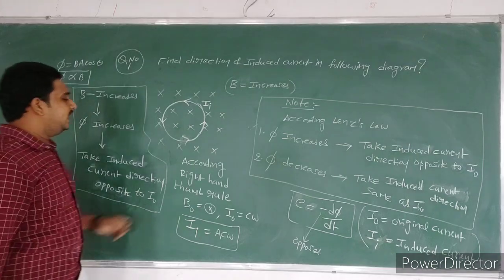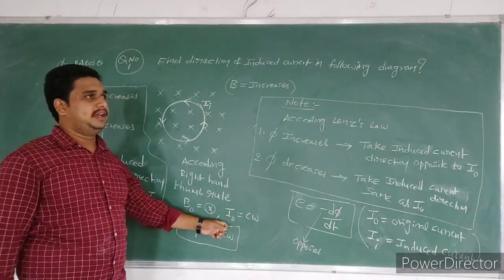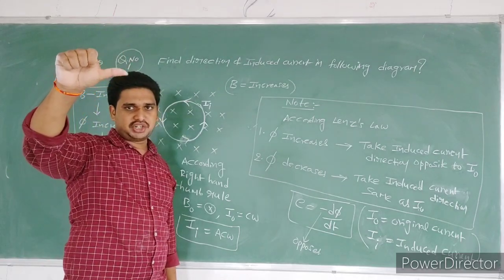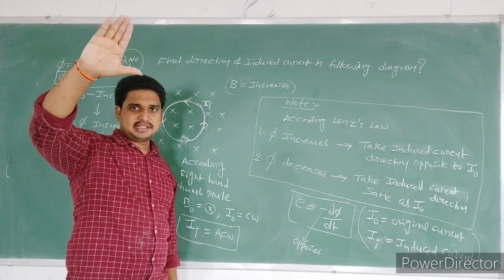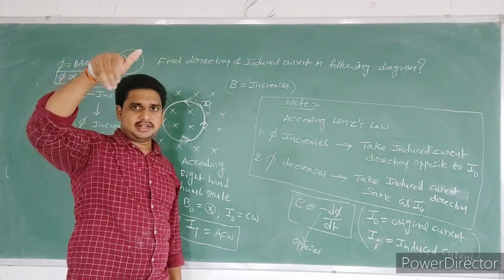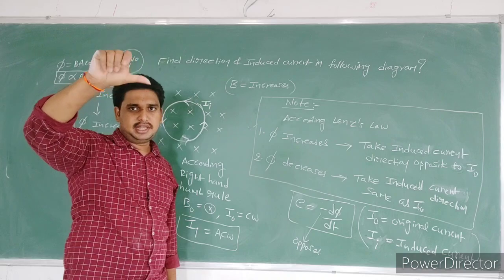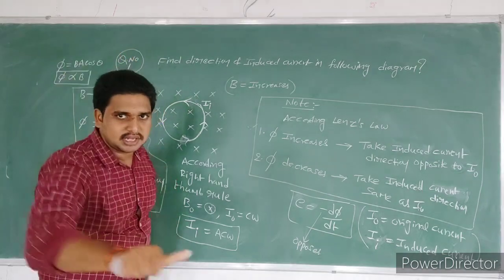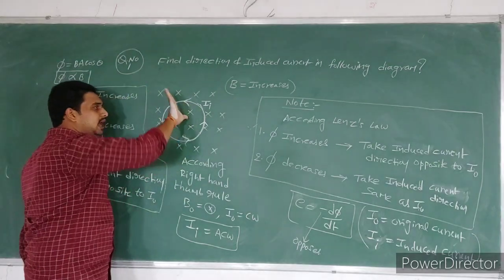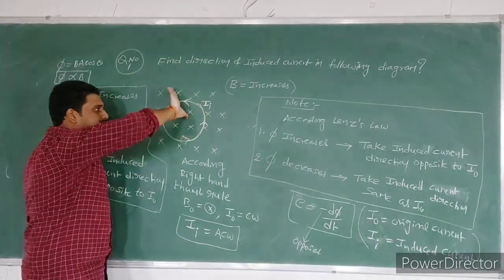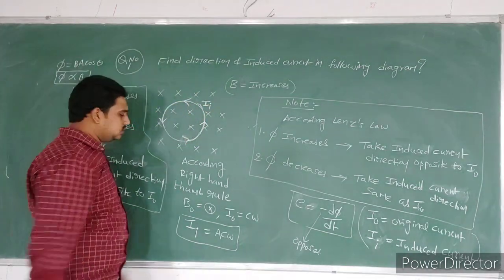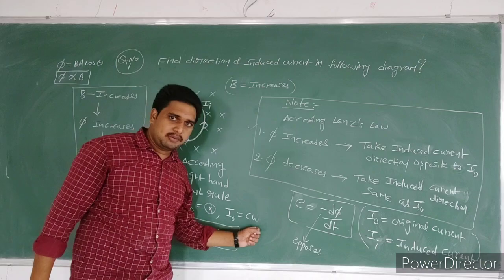Now according to the right hand thumb rule, first find the I naught direction. Thumb indicates the direction of magnetic field, and curling fingers indicate the direction of current. Here the current is circular, that's why fingers represent current direction. The magnetic field is into the page, so I place the thumb into the page and curl the fingers. What is this direction? Clockwise. So the original current direction is clockwise.